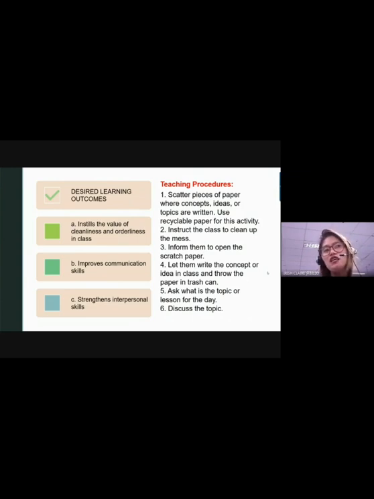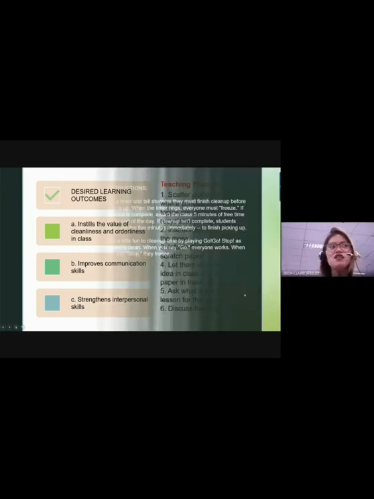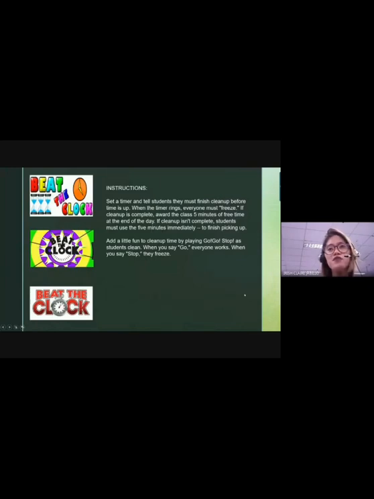And then we instruct the class to clean up the mess, inform them to open those scratch papers, and then let them write the concept or idea in class and throw the paper in the trash can. And then ask what is the topic or lesson for that day, and then discuss the topic. One best example of an activity connected to Clean Up the Mess is Beat the Clock.